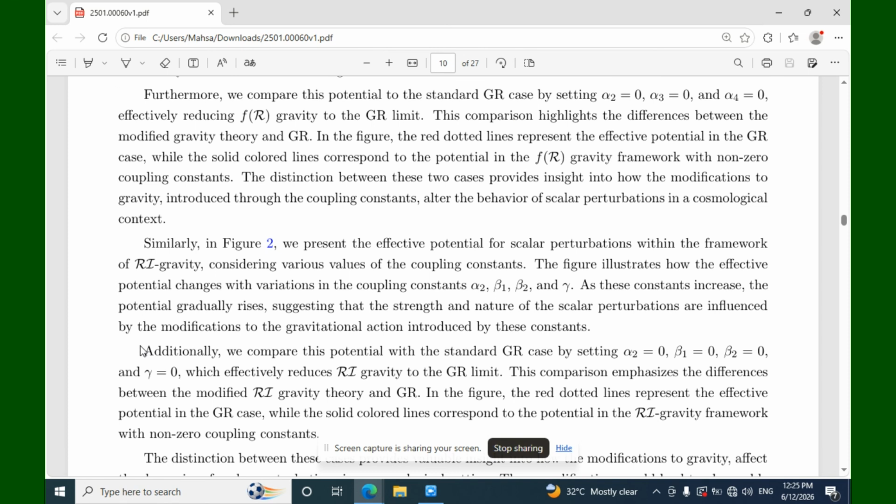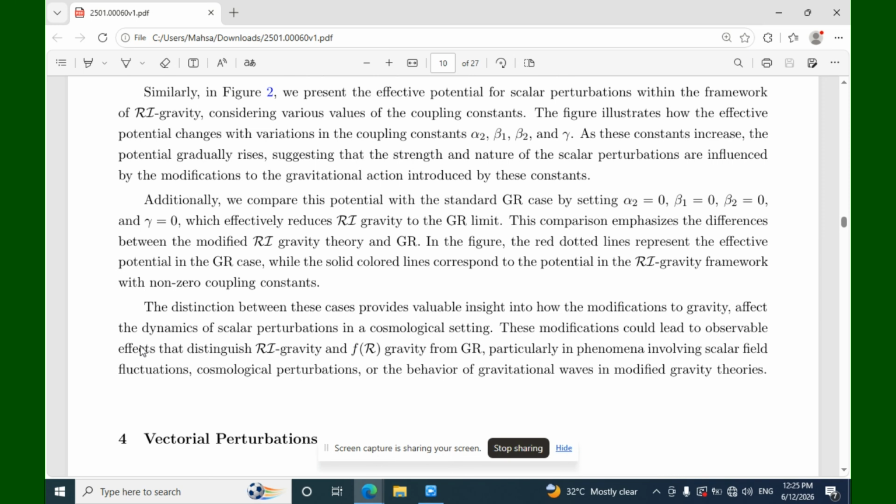In the figure, the red dotted lines represent the effective potential in the general relativity case, with the solid colored lines corresponding to the potential in the FAR gravity framework with non-zero coupling constants. The distinction between these two cases provides insight into how the modifications to gravity introduced through the coupling constants alter the behavior of scalar perturbations in a cosmological context.